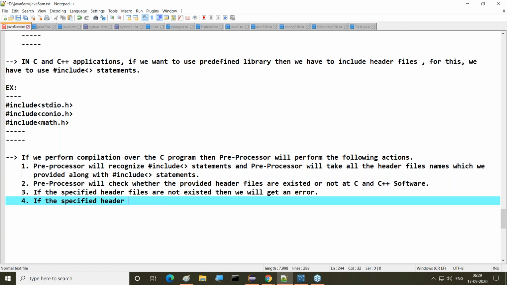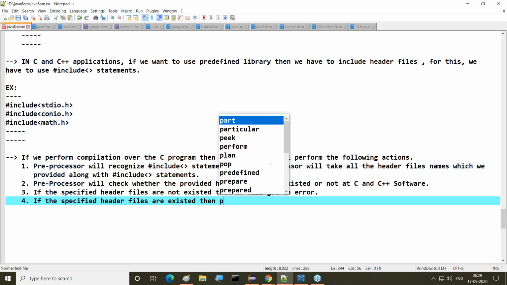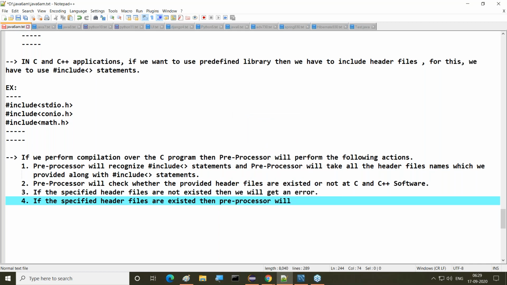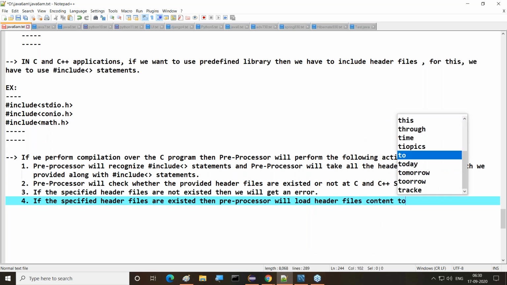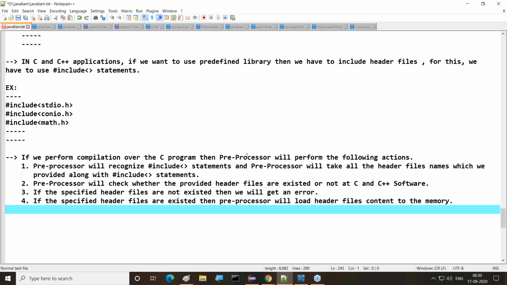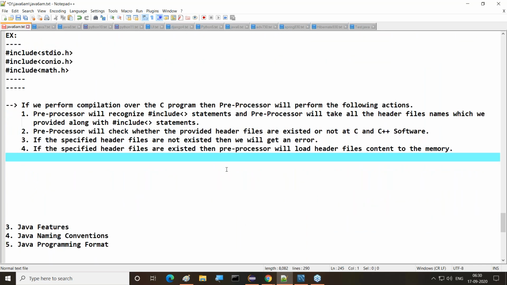For example, if the specified header files exist, clearly what I'm telling you now, then what will the preprocessor do? Then the preprocessor will load the header files content. It will load the specified header files content into the memory.